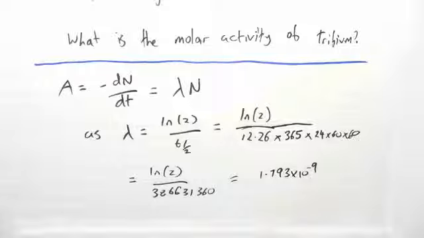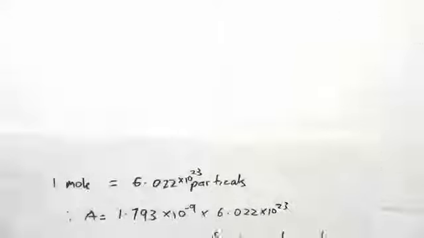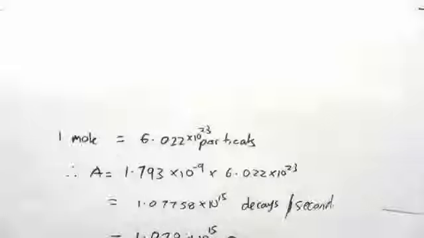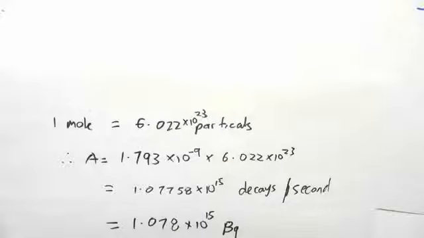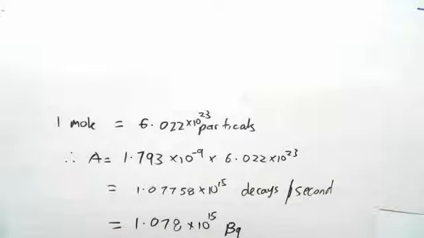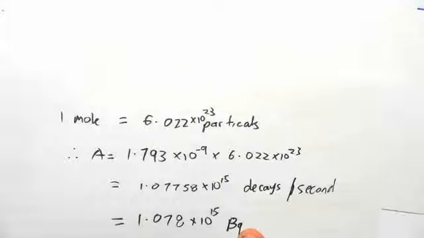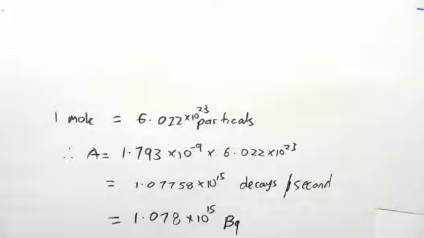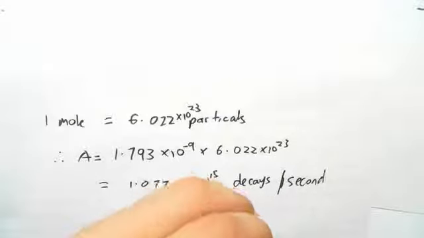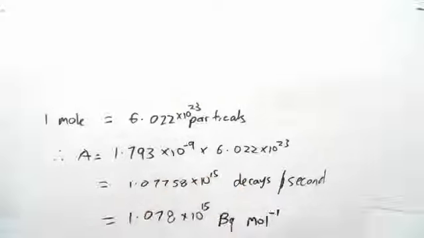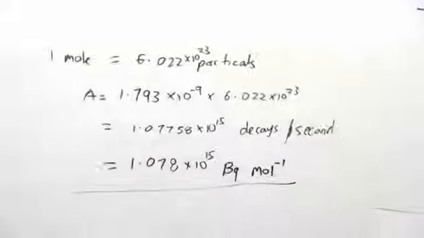Then, as 1 mole of stuff is 6.022 times 10 to the 23 particles, that means your activity is equal to the decay constant times that number of particles, which is 1.07758 times 10 to the 15 decays per second. So that's 1.078 times 10 to the 15 becquerels per mole of tritium. So that is your molar activity for tritium.